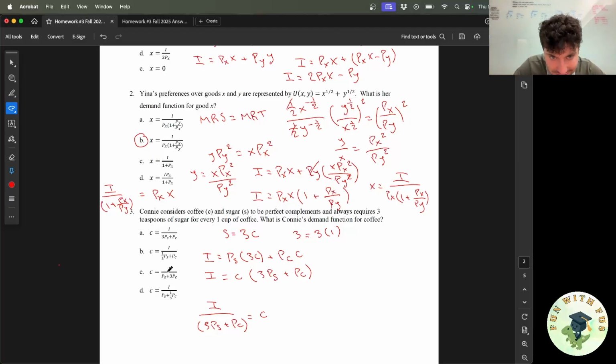And is this an answer? C is equal to I over 3PS plus PC is the answer. In fact, A, it is.